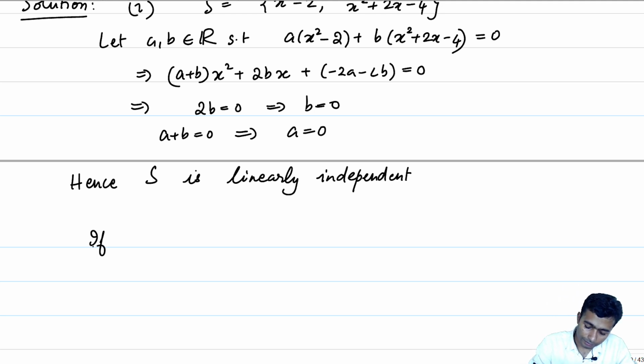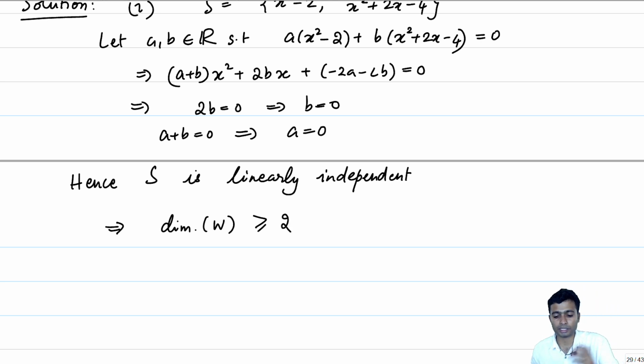So, what is the meaning of S being linearly independent? That means that the dimension of W is greater than or equal to 2. Why is that the case? That is because every linearly independent set is contained in a basis, and therefore S being linearly independent means that there exists a basis of W which contains S, and therefore it should have at least size 2. So, the dimension of W should be greater than or equal to 2.